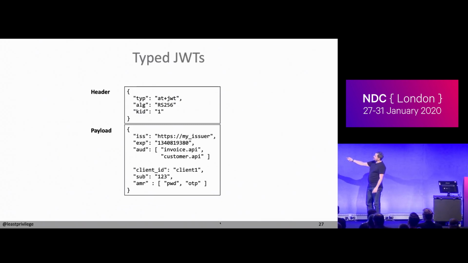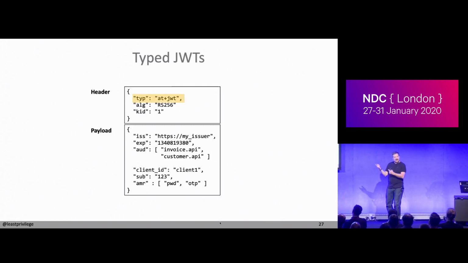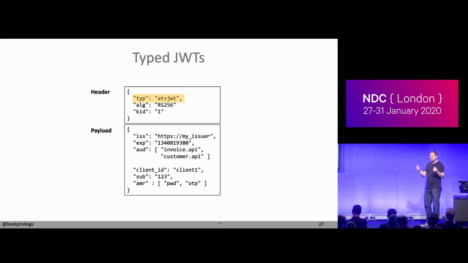So you see the type claim or value you see at the top. Normally, this just says JWT, right? But the new spec says if this token is an access token, call it AT plus JWT. And that is roughly around the same idea as content types or hypermedia types in the web.